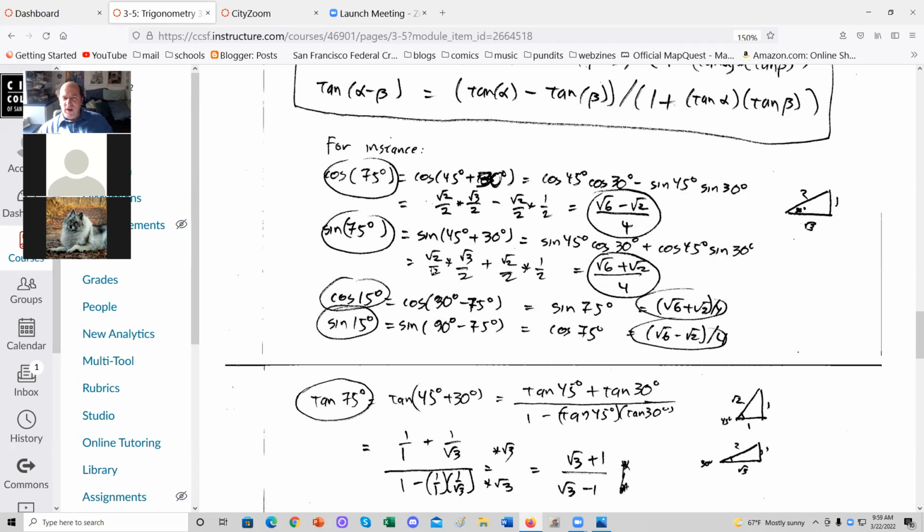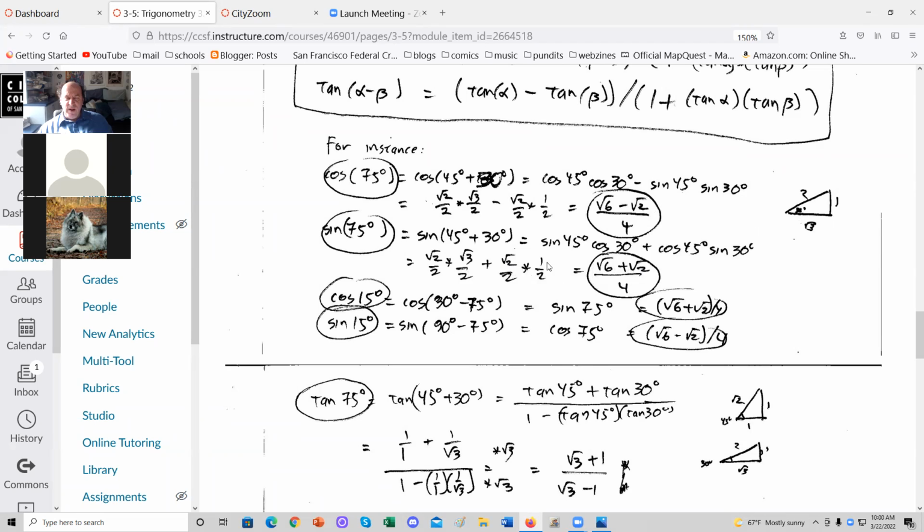Sine 45 is root 2 over 2, cos 30 is root 3 over 2, cos 45 is root 2 over 2, sine 30 is 1 over 2, as again this triangle proves. And after a bit of arithmetic, that's root 6 plus root 2 over 4. Interesting complementarity between these two.